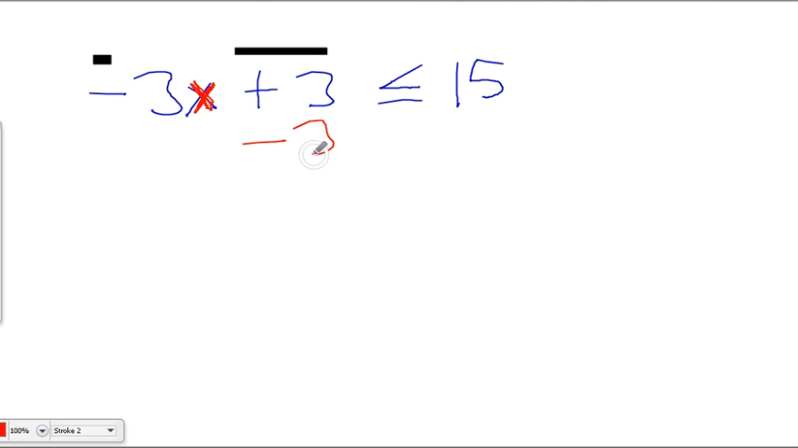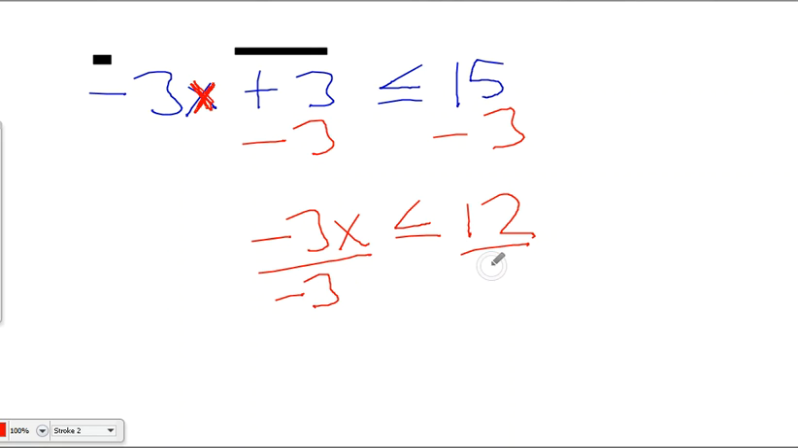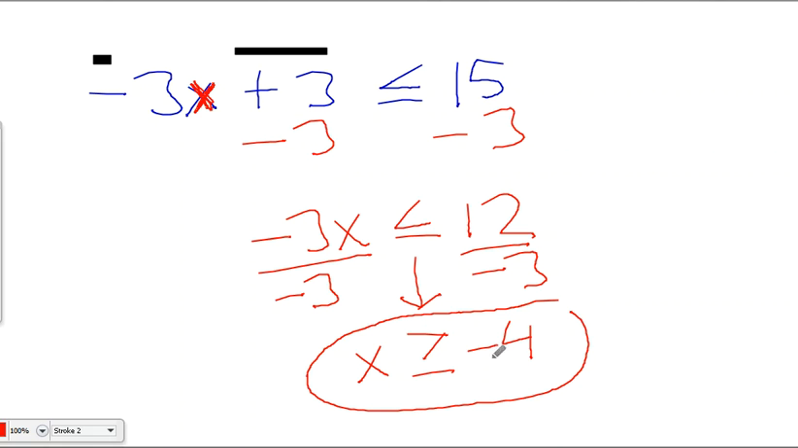Okay, so to get rid of the plus 3, we do a minus 3 on both sides. Then we have negative 3 times x is less than or equal to 12. From there, to get rid of the multiplication of negative 3, we have to use division. Can you guys see that we divided by a negative, right? To get rid of the multiplication of negative 3, we have to divide by a negative 3. And if we divide by a negative, we have to flip our inequality symbol. So x is greater than or equal to negative 4.